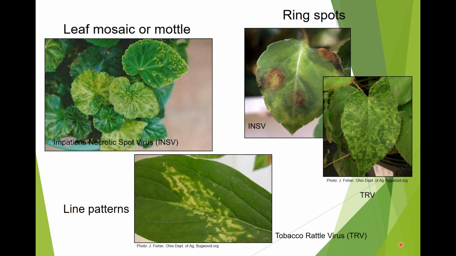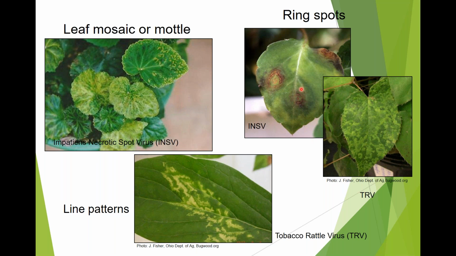Now, some symptoms are quite diagnostic. And the symptoms on this page here really indicate very strongly virus problems. There aren't many other factors that can cause these types of symptoms. Leaf mosaic or mottle, up here in the upper left, is this uneven green coloration. Mottle is pretty self-explanatory, but the term mosaic means areas of light and darker green.